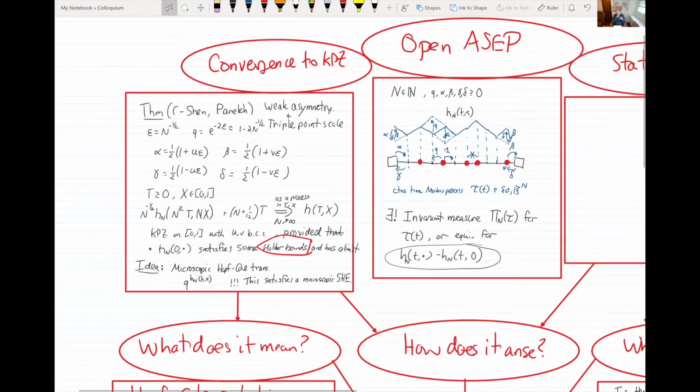Now, but I want to understand something about the stationary measure. Ivan, can I interrupt for a moment? Yep. Could you just give us a drop of intuition about why those are the right scalings in space and time? Yeah, so good question.